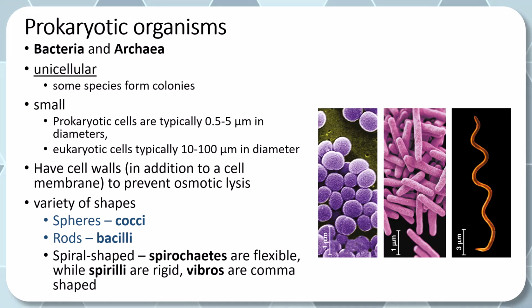So there's a variety of shapes of prokaryotic organisms, and if you take a microbiology class, you will get into this in so much more detail. We're just giving you a broad overview here. The spherical shape is cocci or coccus. The rod shape is bacilli or bacillus, and there are several different kinds of spiral-shaped cells: spirochetes, spirilli or spirillum, and vibrios, which are more comma-shaped.